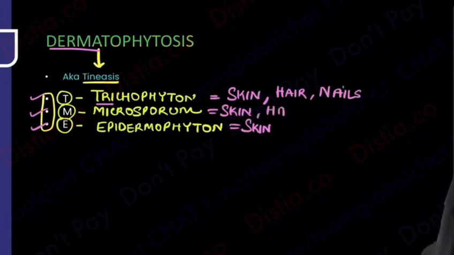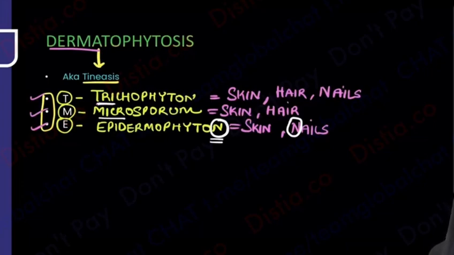In Microsporum, it is skin and hair. And in Epidermophyton, it is skin and nails. And how will I remember? Because here the confusion will occur. So remember, Epidermophyton, the one that is ending with N, that is going to have the nails in it. So remember, Epidermophyton will have the nails and Microsporum will have the hair. So simple. When I'm talking about Trichophyton, all tri, skin, hair, nails. Microsporum, skin and hair. Epidermophyton, skin and nails.